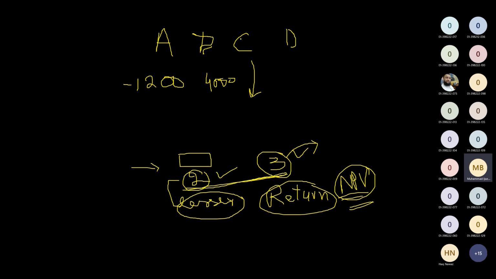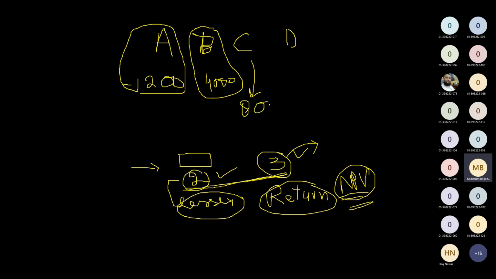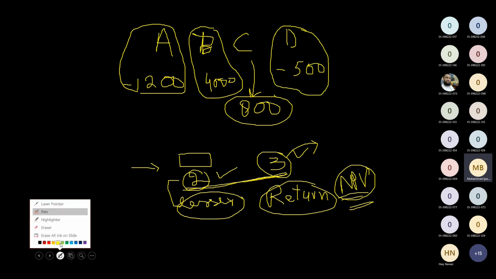So now let's come back to our original example that we were discussing. Let's say there's a project A, which has an NPV of minus 1200. There's a project B, which has an NPV of 4000. There's another project C, which has an NPV of 800. And there's a project D, which has an NPV of, let's say, minus 500. So now, which project would you choose? If I ask you this, what should be your question to me first?